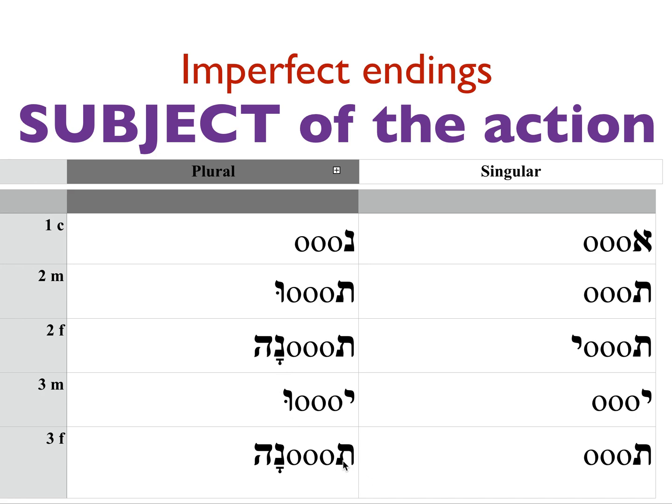And finally, tav and na, that could be a feminine they. Again, these two, 2FP and 3FP, look identical. You know the difference only by the context.